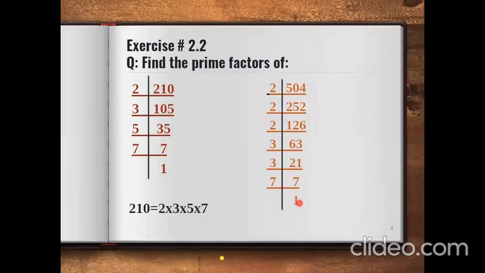So when you get 1 as a quotient, you will stop here, and then simply you will write all these prime factors as a product of 504. So simply you will write 2 multiplied by 2 multiplied by 2 multiplied by 3 multiplied by 3 multiplied by 7. So these are called the prime factors, and this is the factorization. Okay, is it clear?